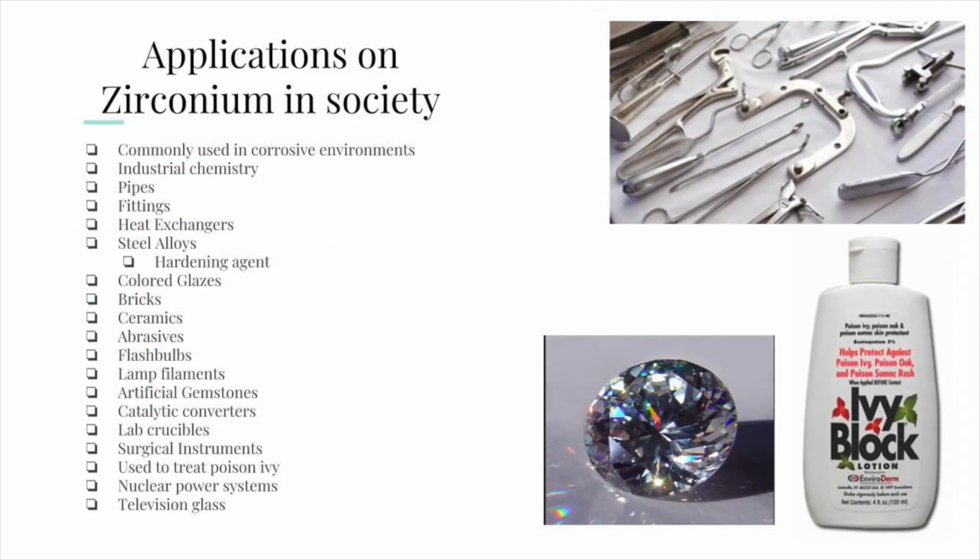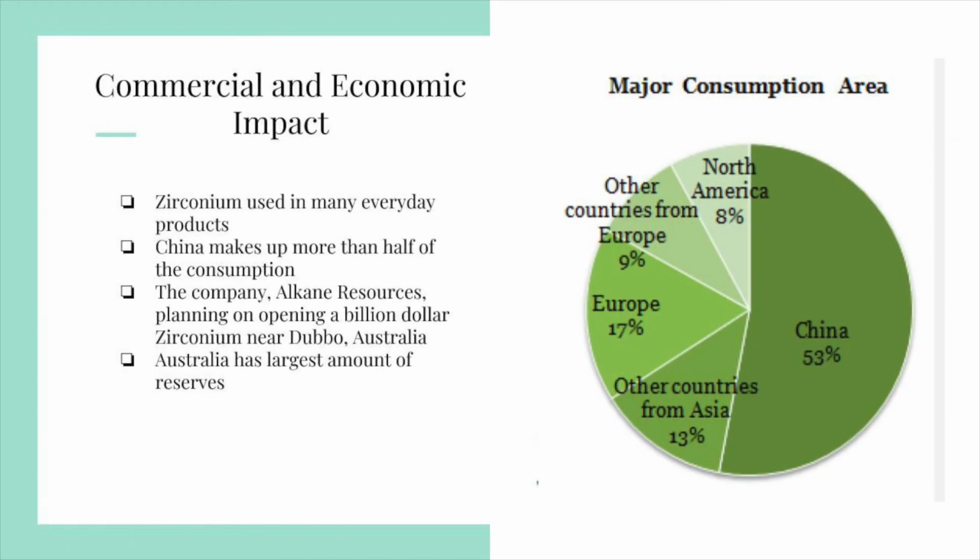Zirconium plays a major role in our society. It is a part of our heating system by being a key aspect of heat exchangers, steel alloys, pipes, and nuclear power systems. It's also found in medical advances by being used to treat poison ivy as well as surgical instruments. As you already know, zirconium is used in many everyday products.